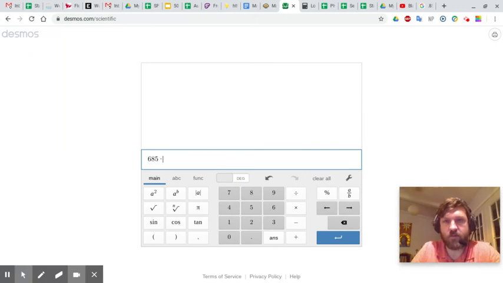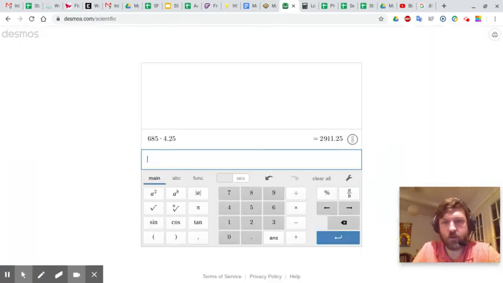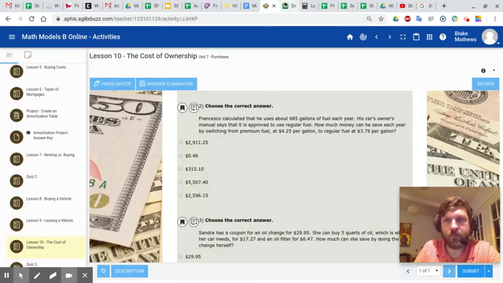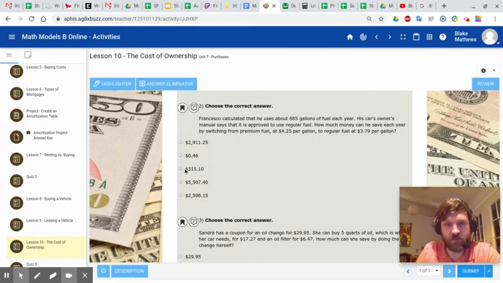685 times the cost of premium, 425. That cost him that much. And then we can do 685 times 379, which is cheaper. And so what is the difference between these two? 2911.25 minus 2,596.15. It's a difference of about $315. There it is right there.